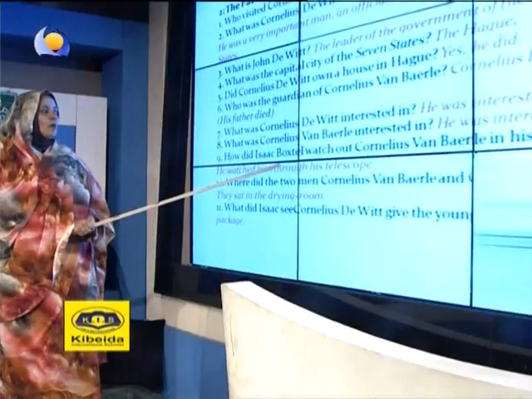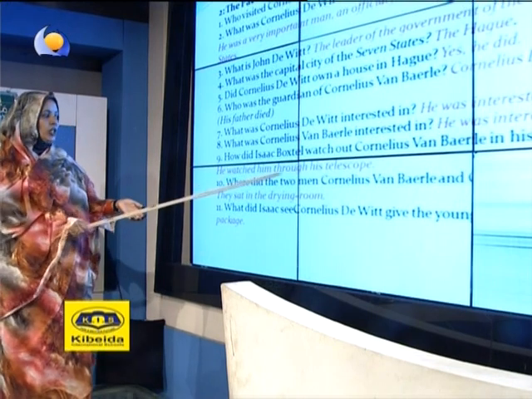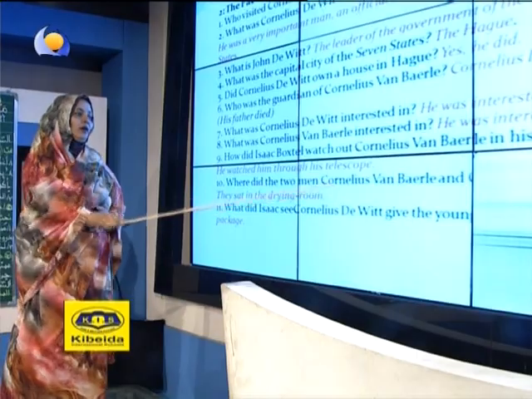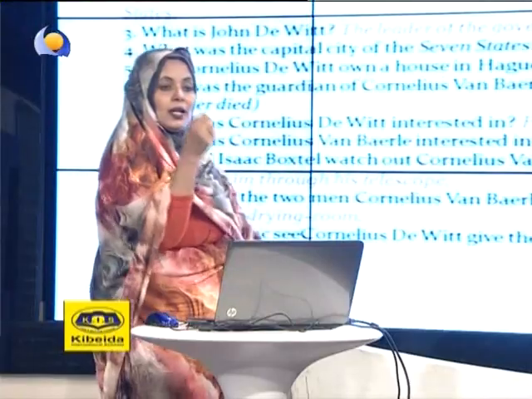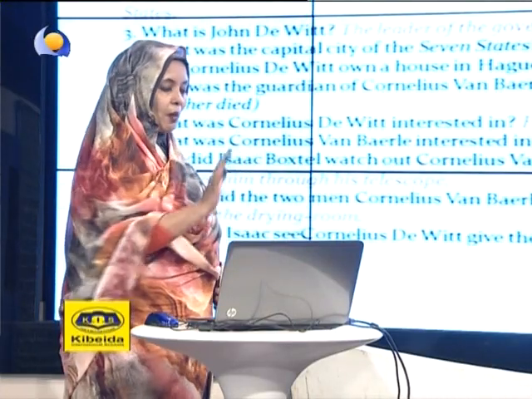How did Isaac Boxtel watch Cornelius? We mentioned that he watched him through his telescope. And where were the two men, Cornelius Van Baerle and Cornelius DeWitt? They sat in the drawing room. What did Isaac see Cornelius give to the young man? He saw Cornelius DeWitt giving Cornelius Van Baerle a package.